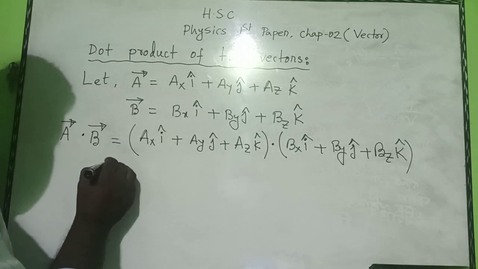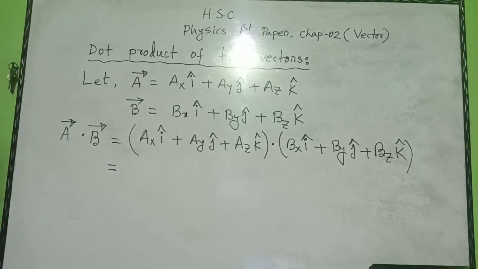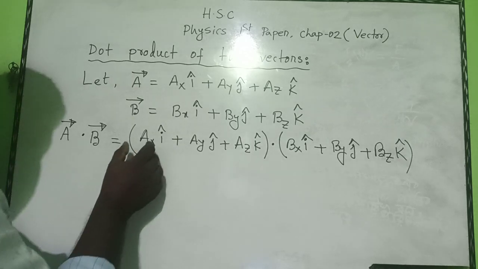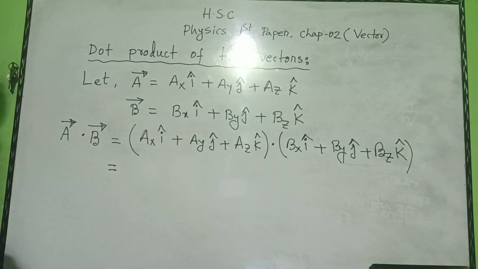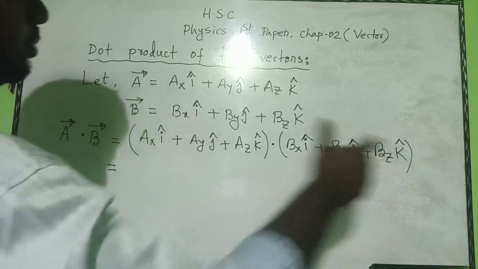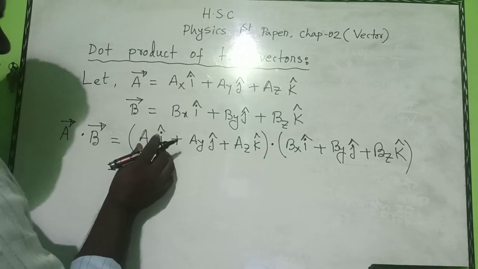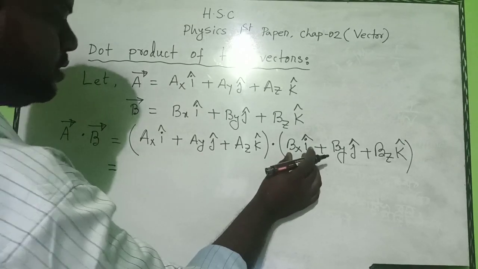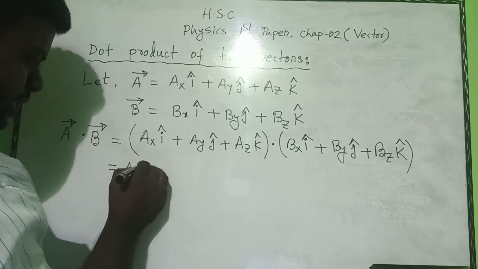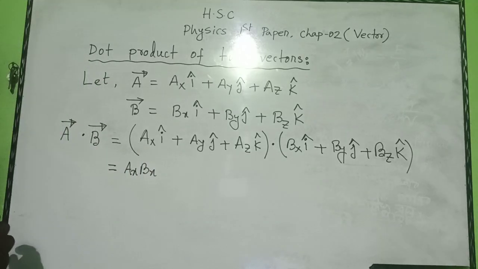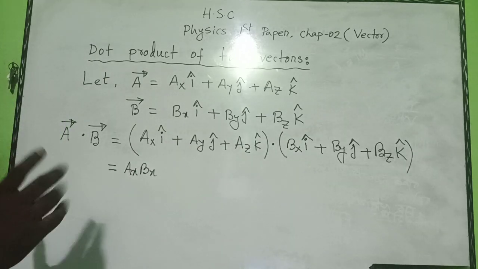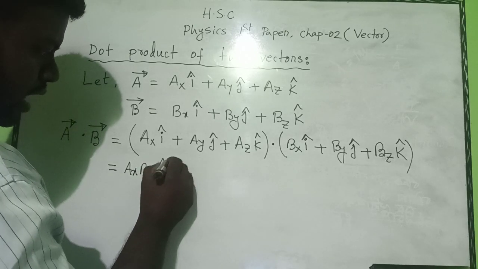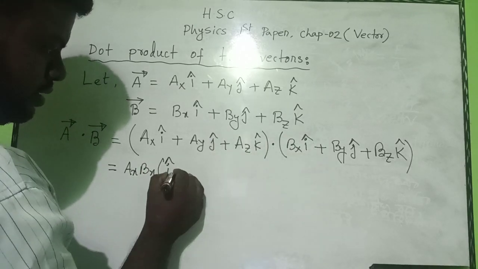Now I will take the dot product of them. First of all, I will multiply axi by bxi plus byj plus bzk. So first, this one into this one. That means ax bx: the scalar term will be multiplied by the algebraic system and the vector term will be multiplied by the vector method, that is i dot i.